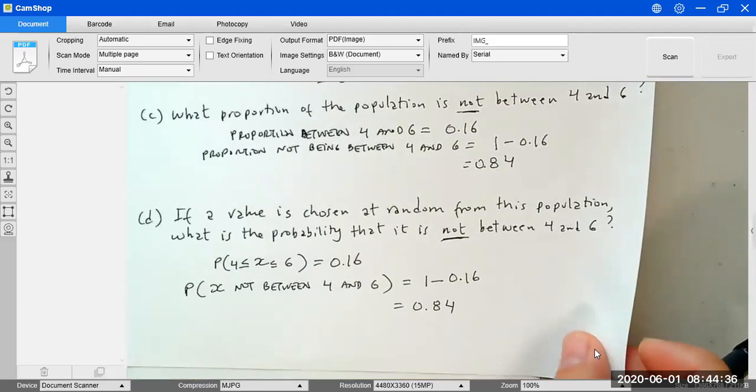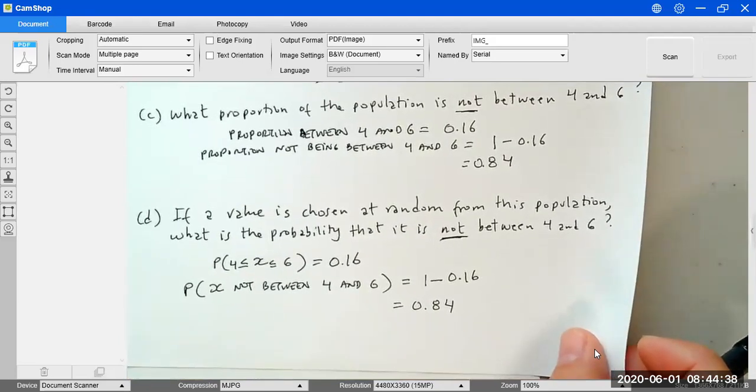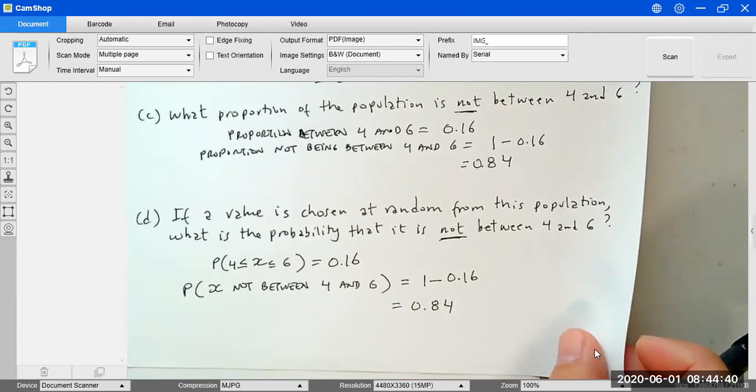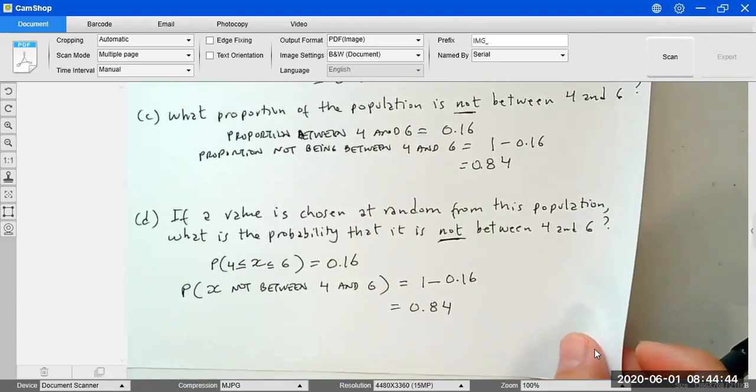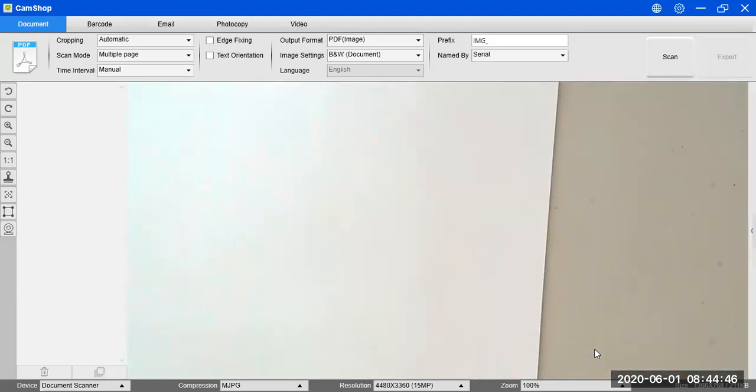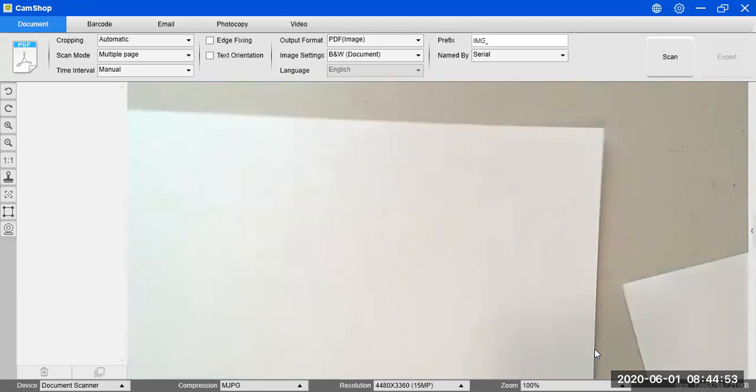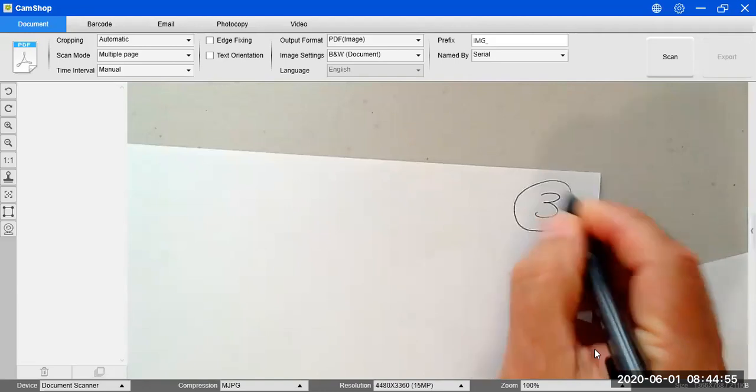So that's what we need to know about the interpretation of these areas. So let's continue with our analysis of this. So we have two kinds of problems that we're going to solve from now on.